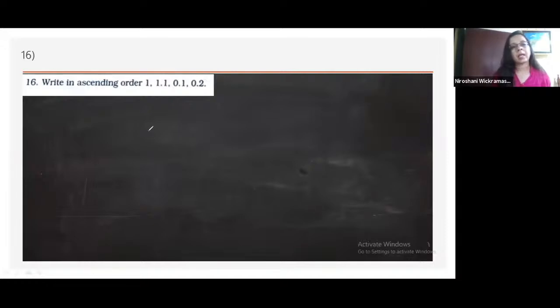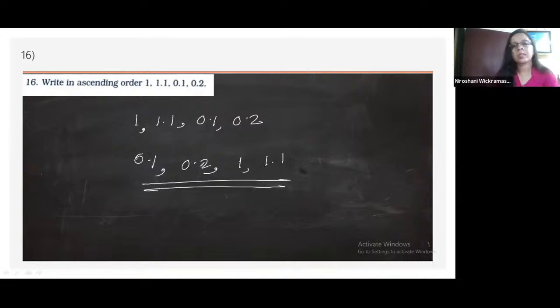Write in ascending order: 1, 1.1, 0.1, 0.2. So what is the smallest number here? Ascending means smallest to largest. The smallest one is 0.1. The next smallest one is 0.2. The next smallest is 1. The largest one is 1.1. This is in ascending order.